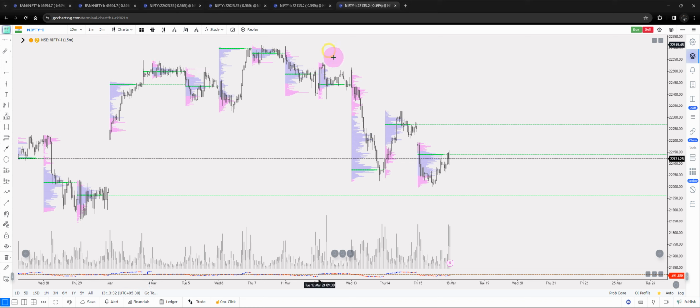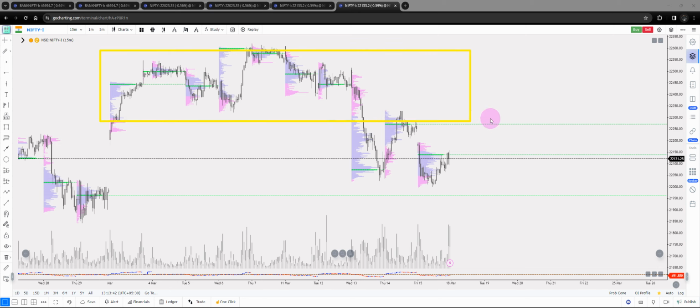What we saw is a balance area, then we saw a break of the balance area. Balance area is nothing but, I'll just draw it for you guys, something like this, which is broken down, and this is quite common. Market moves in phases like this.